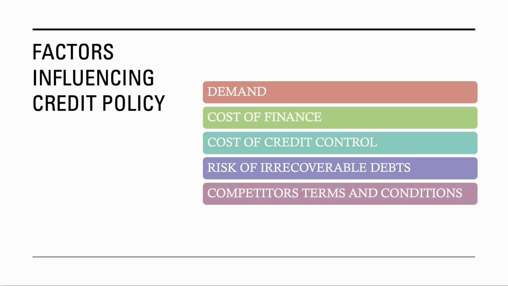And the fourth factor is the risk of irrecoverable debts. So, what is the risk of me not being able to collect the $1,000? How is it going to impact my operations? How is it going to impact my business? That is a key consideration as well. It's not all a rosy picture. There are always risks involved in business, and how is that factored into the credit policy? That is a key aspect, and practically there are many challenges. And finally, the competitors' terms and conditions.